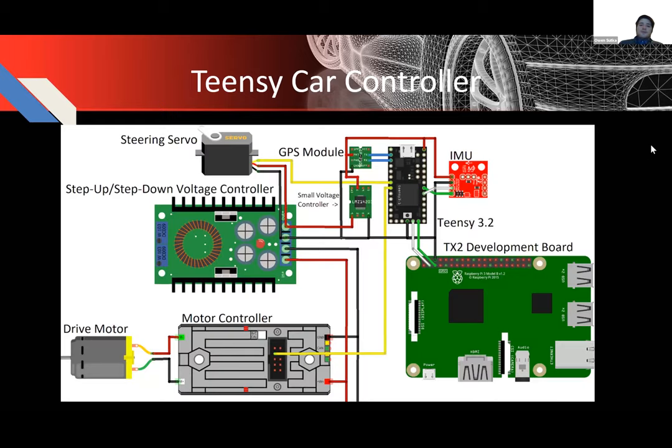We have the IMU connected directly to the board over here, and then the GPS module as well. And then we have a voltage controller that is going to the bigger voltage controller we have over here that was actually regulating power to the motors and to the Teensy itself. We just needed different levels. You'll notice some of the components, like the TX2 development board over here, is actually a Raspberry Pi, just because Fritzing didn't have the symbols that we needed to use.